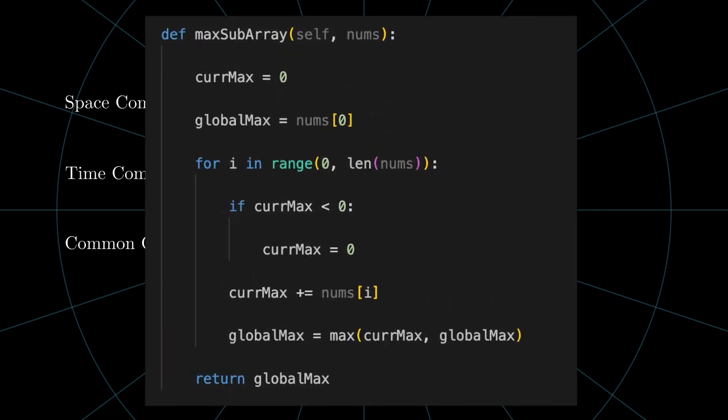Make sure you're doing this curMax check at the start of every single iteration. This lets us add every single value, positive, negative, to our curMax, move through the array, and at the start of every subsequent iteration, check whether we need to discard it or keep it.